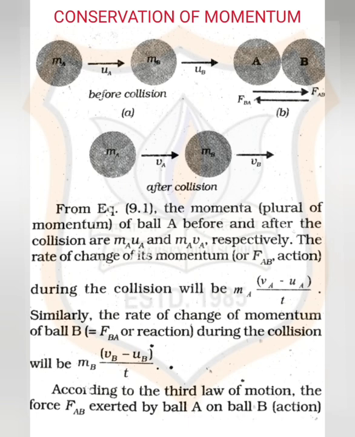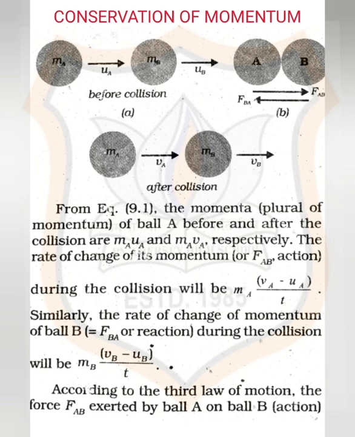Similarly, the rate of change of momentum for ball B, that is FBA, the reaction force during the collision, will be MB into acceleration, as we know force is equal to mass into acceleration. Therefore, for ball B it would be MB into (VB minus UB) divided by T.